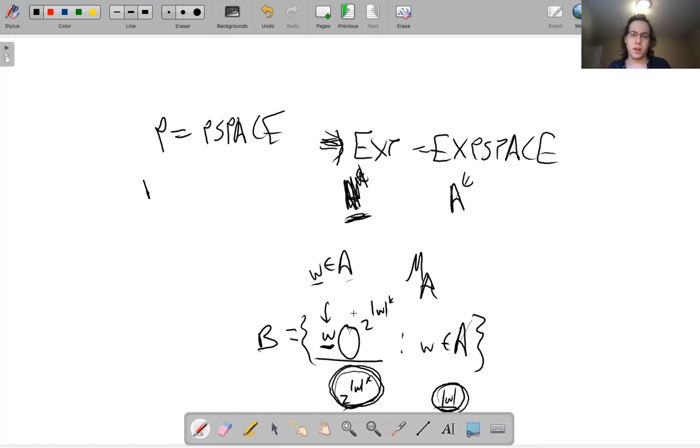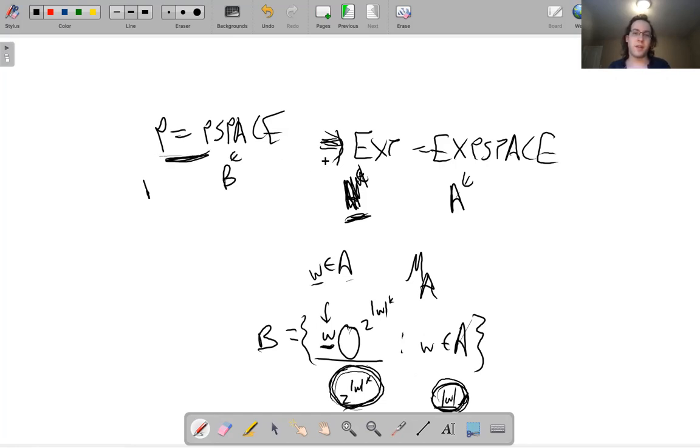So anyway, we still define B like this, and again, because of this padding, if we had a computation that uses exponential space, then in terms of the new input size this looks only polynomial space. In terms of the size of W, it looks like we're taking exponential space, but in terms of the new input size, it looks like polynomial space. And therefore, B is in PSPACE.